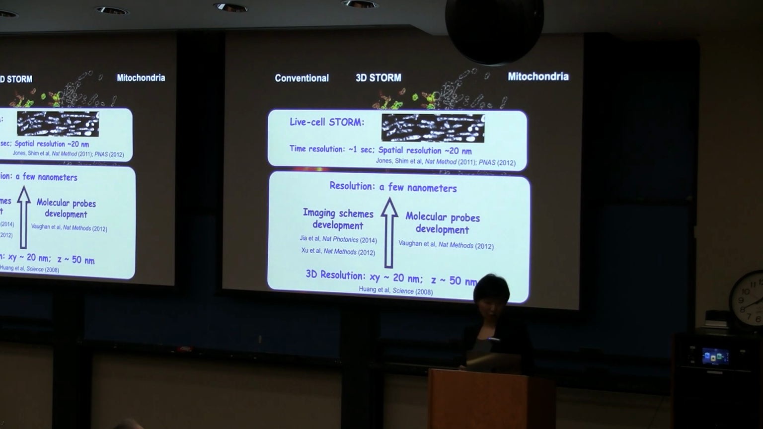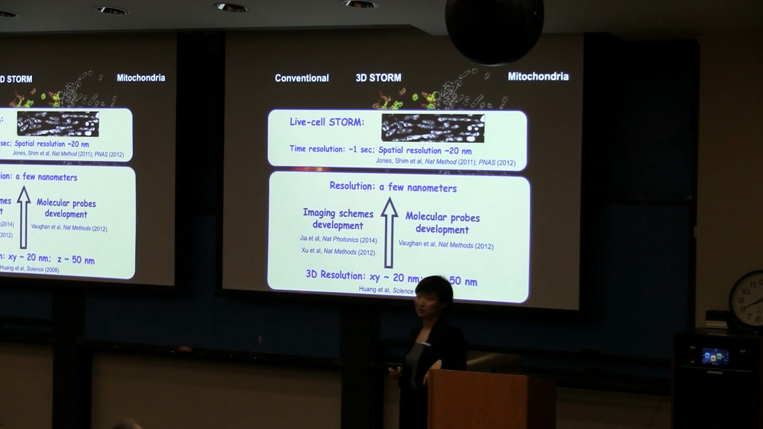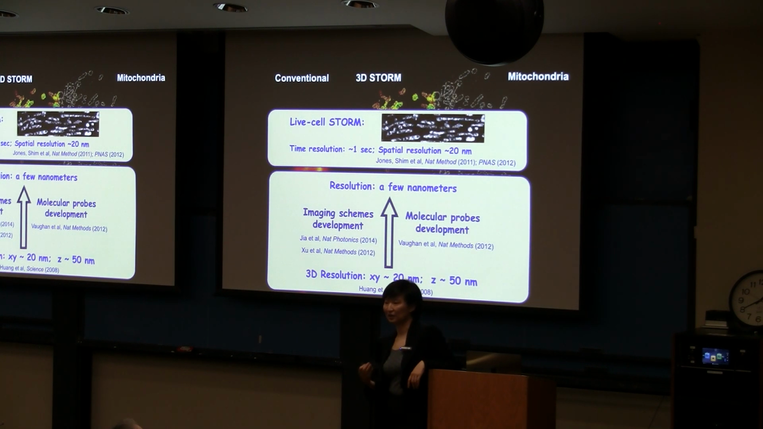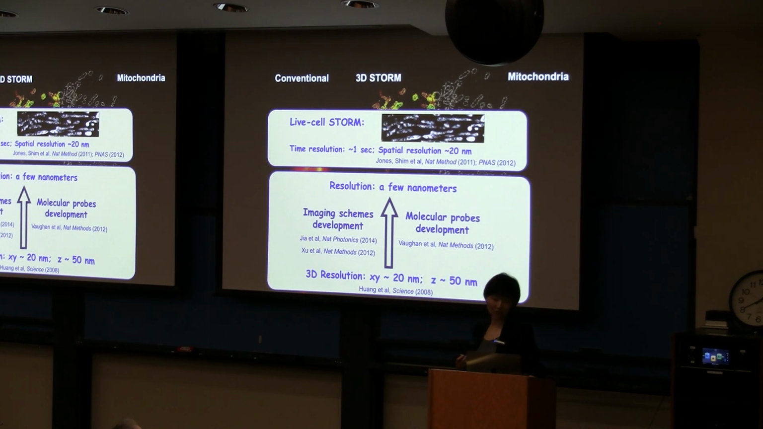And also STORM and other super resolution light microscopy approaches inherit the light microscopy merit, and that is they are live cell compatible. They can be used to image living systems to get dynamics with both high spatial and temporal resolution. And of course, we know that spatial and temporal resolution is always a trade-off. So getting higher resolution, we do get slower speed.